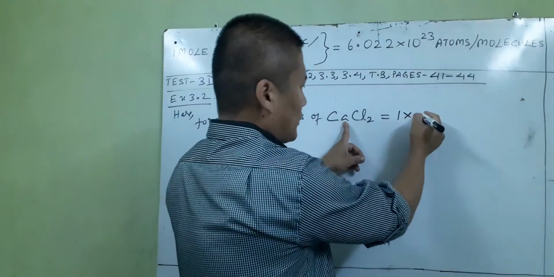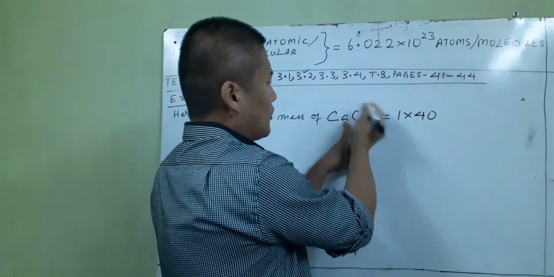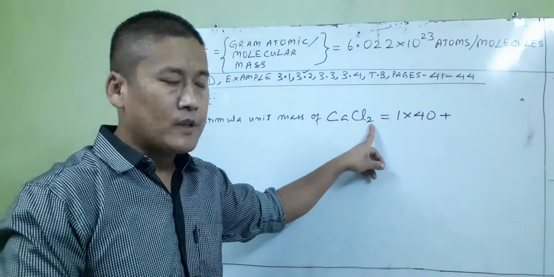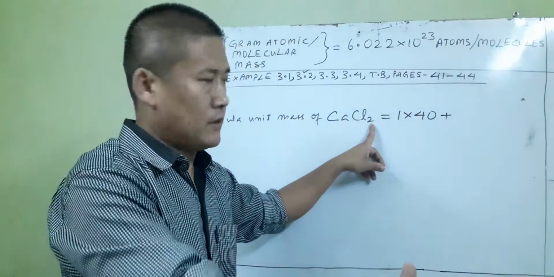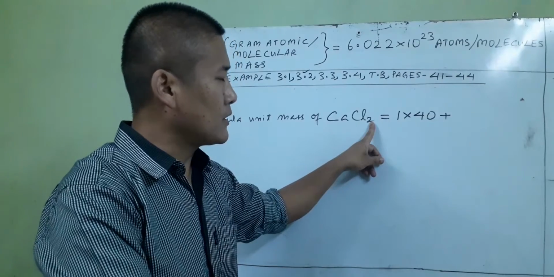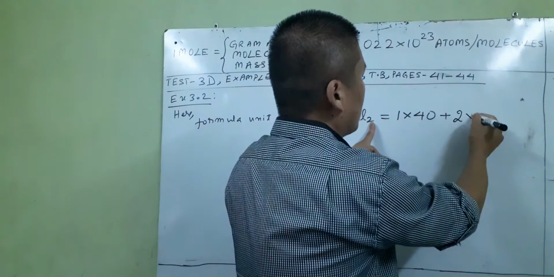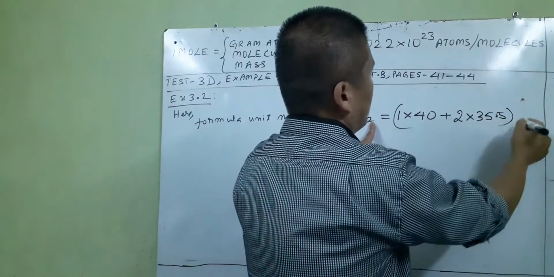On page 37, you see that one calcium atom weighs 40 U. And then we put a plus sign for the next atom. At the back of Cl2, what does that mean? Yes, there are two chlorine atoms. So you write here two chlorine atoms, and one chlorine atom weighs 35.5. You go and check page 37, you will find that.